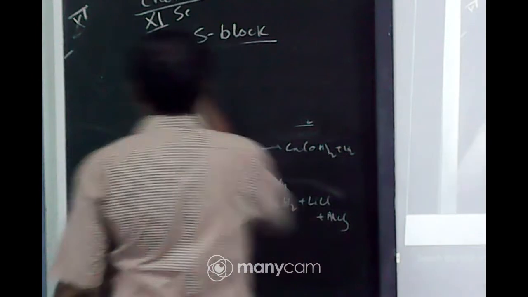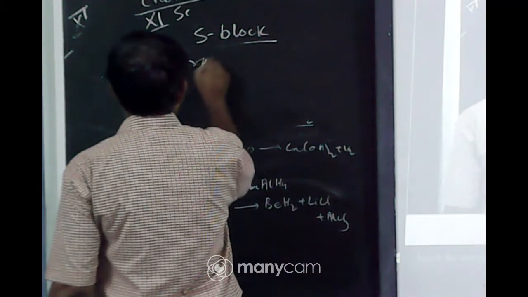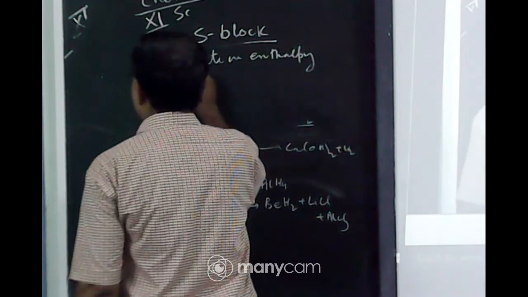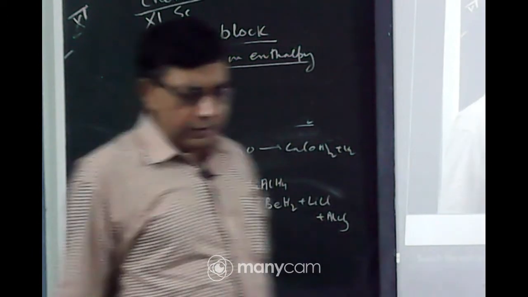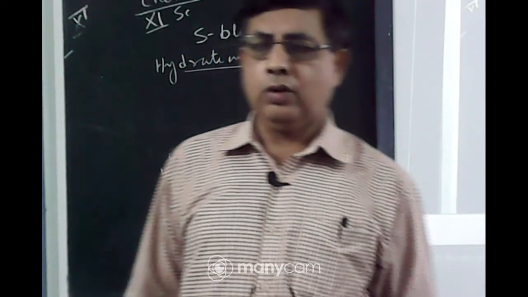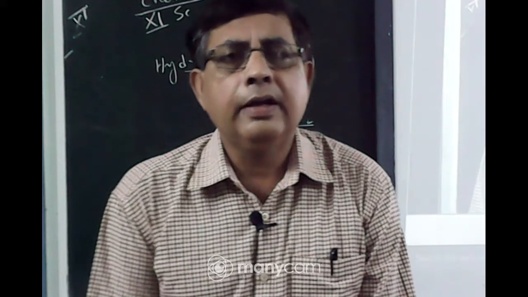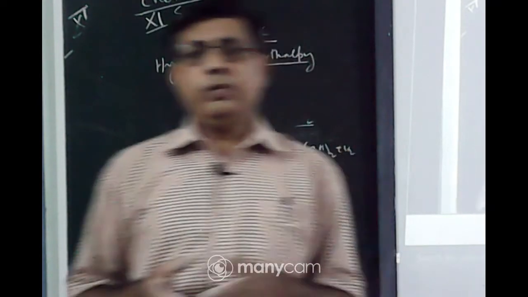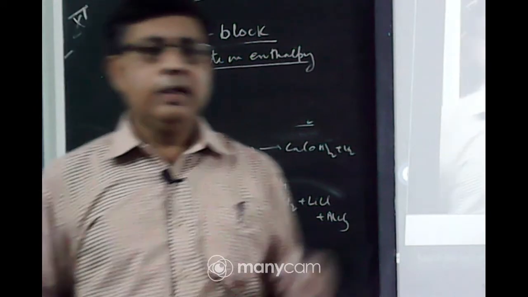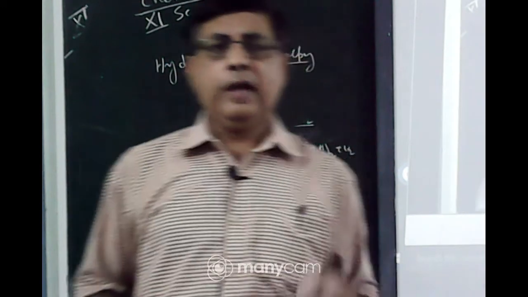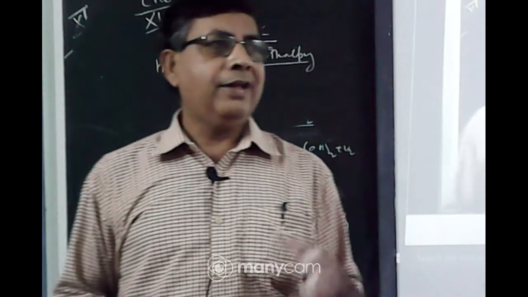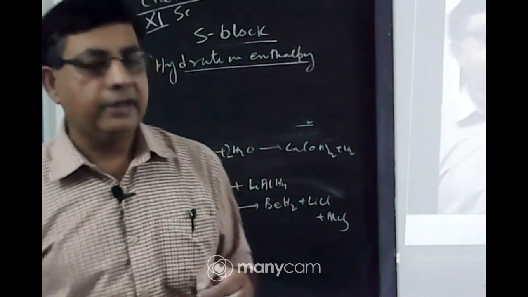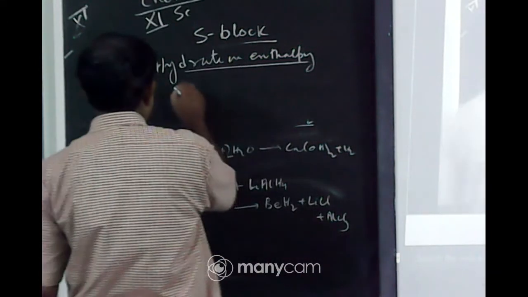Next is hydration enthalpy. What is hydration enthalpy? All alkaline earth metals are hydrated in aqueous solution, and the hydration enthalpy of alkaline earth metals is greater than that of alkali metals, because alkali metals have only unipositive cations and they have larger size, but alkaline earth metals have +2 cations and they have smaller size. So, due to smaller size and greater charge, they are extensively hydrated, and hydration energy decreases down the group.